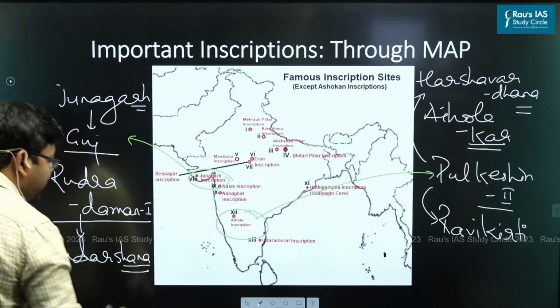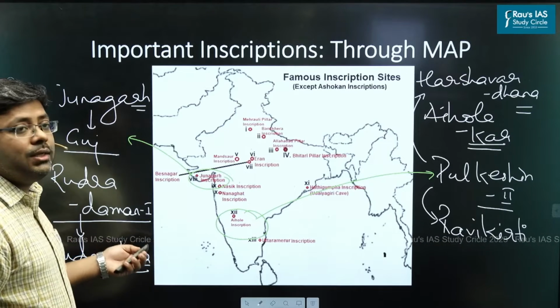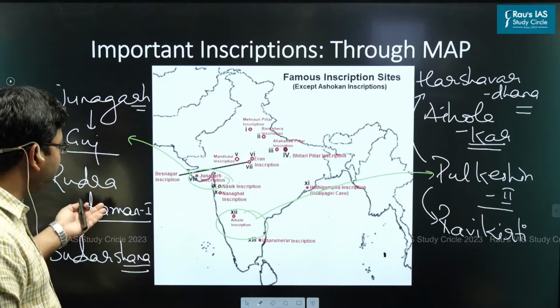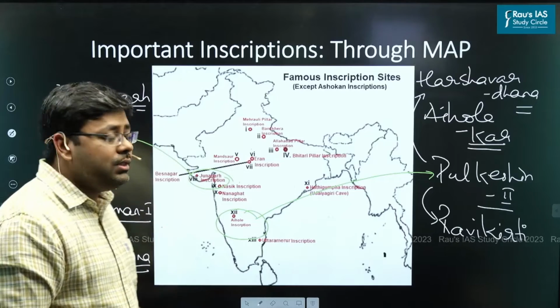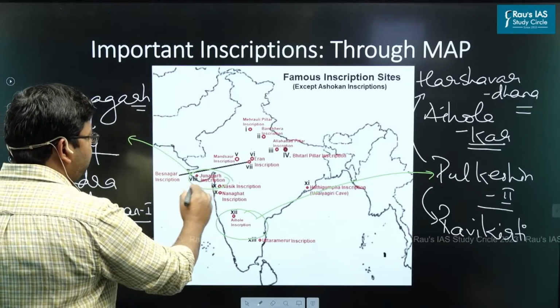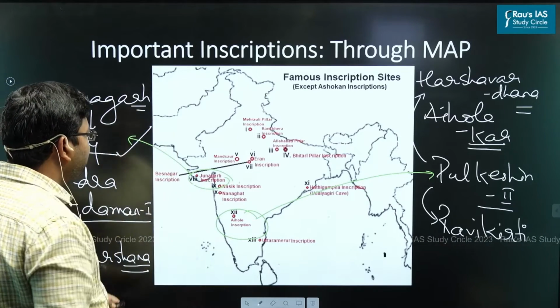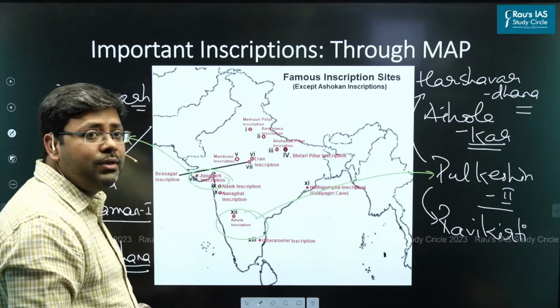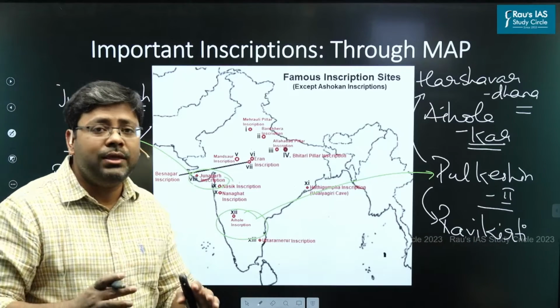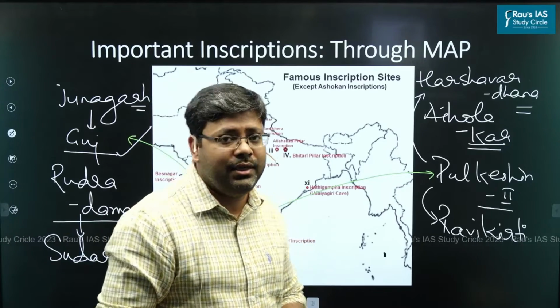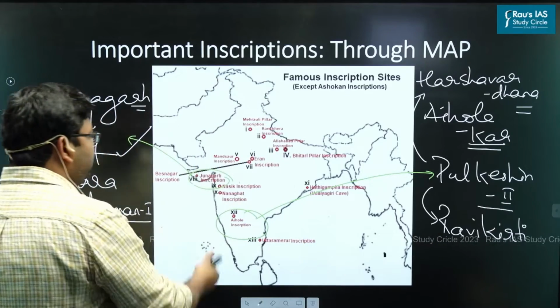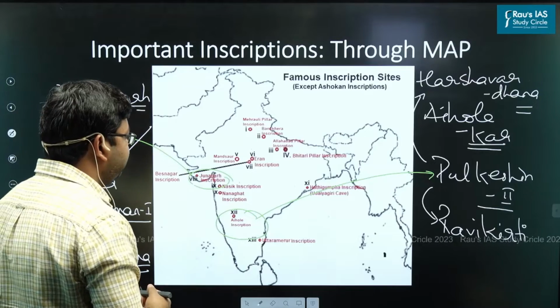The lake was actually constructed in the times of the Guptas, but it was repaired in the times of the Shaka ruler Rudradaman I. Now, if we talk about the inscription, another important thing that we should know about the Junagarh inscription is that it is considered the first long inscription in pure Sanskrit in ancient India. That is the importance of this Junagarh inscription.